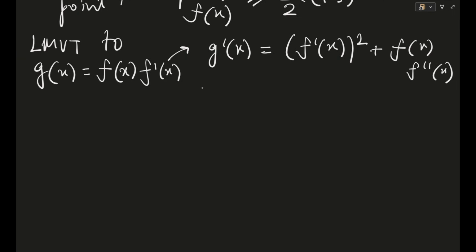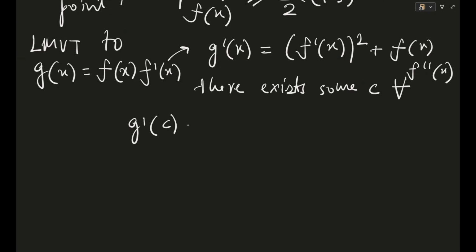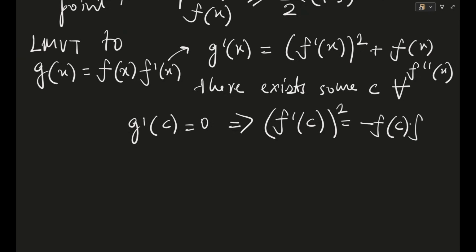So LMVT tells us that there exists some c such that g dash c is equal to 0, or in other words f dash c whole square is equal to minus f of c into f double dash c. Exactly the condition that was given to you. So the first condition is automatically satisfied.